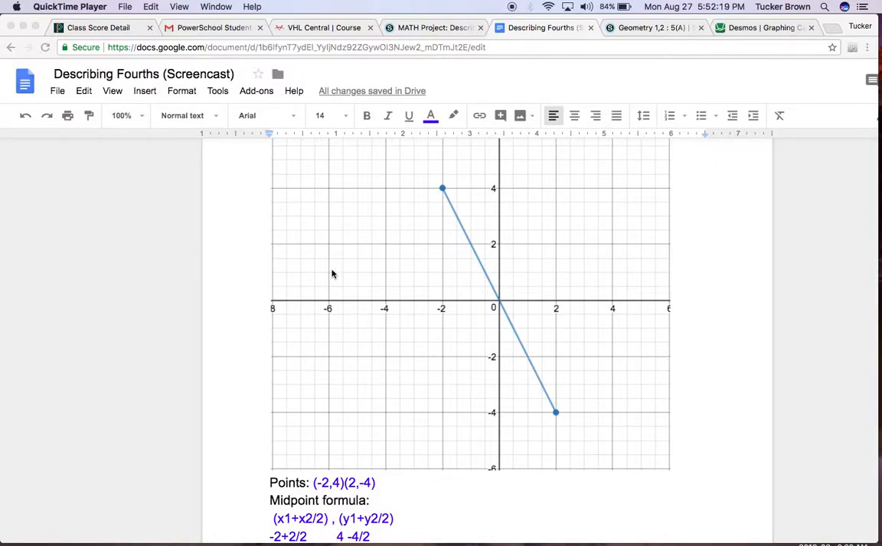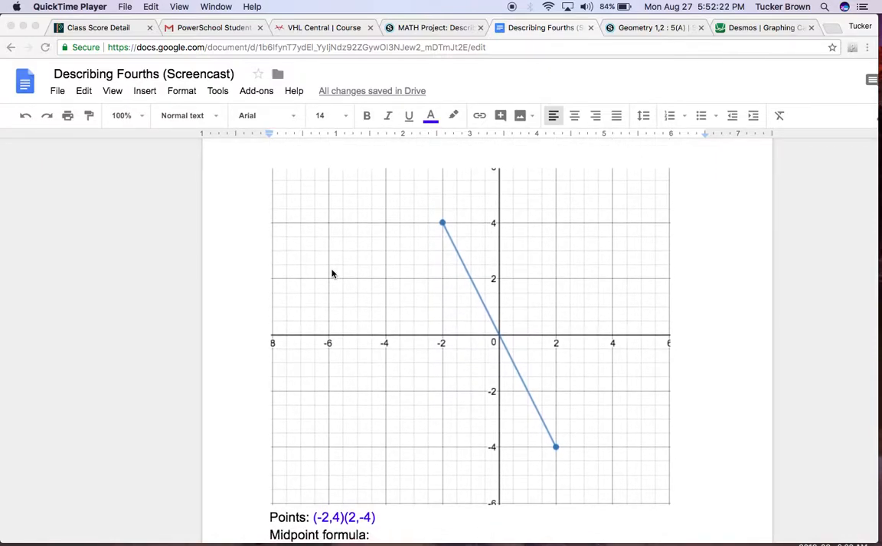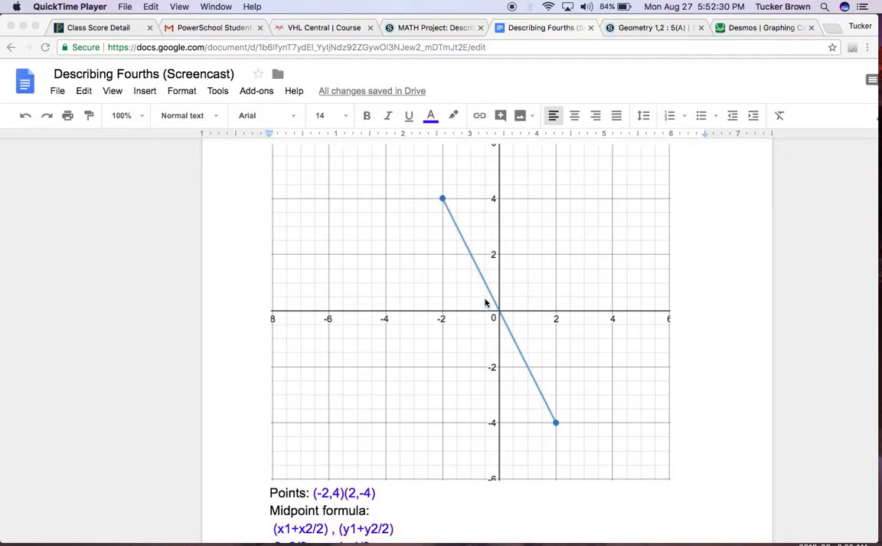This is my describing fourth screencast. So my two original points were -2, 4 and 2, -4. And those are my endpoints for this line.